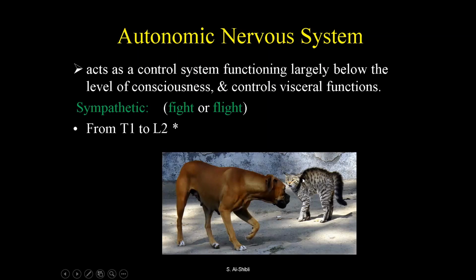You know, this cat is now in an emergency situation. So it is thinking either to fight this dog or run away. Actually, this is the same occurrence in our body through the sympathetic. When we experience an emergency, it will trigger the sympathetic nervous system from T1 to L2.